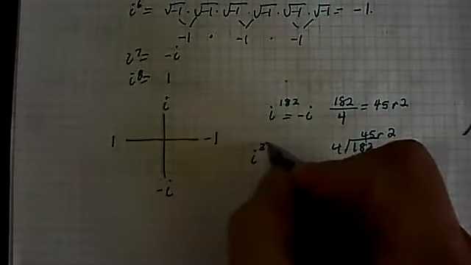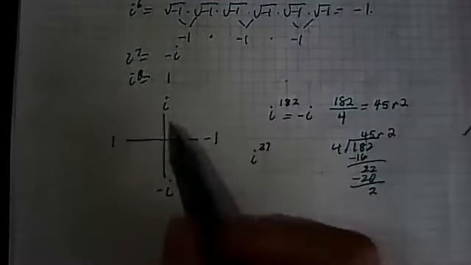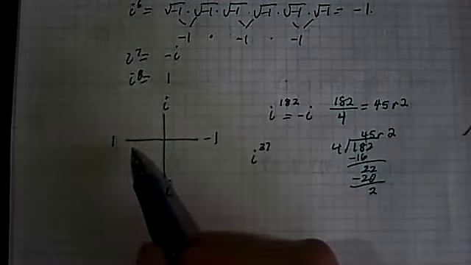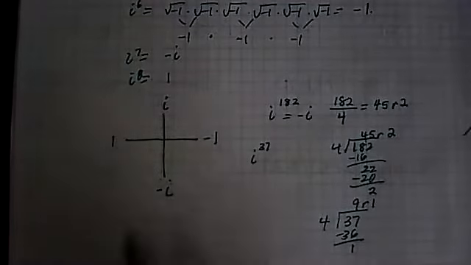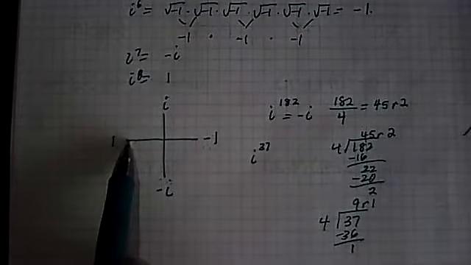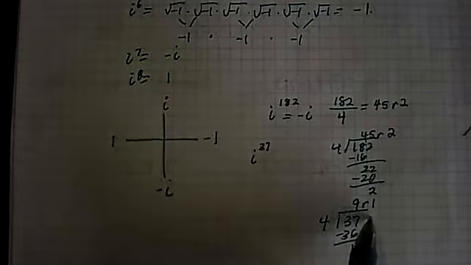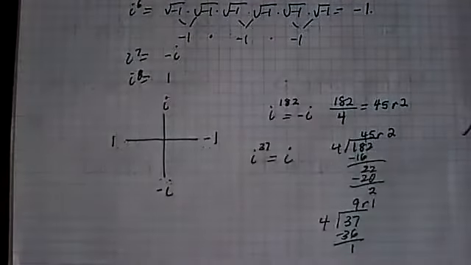So let's try another one. Let's say i to the 37th. We always divide by 4 because the pattern is 4. So we're going to take 37 and divide it by 4. Well, 4 goes into it 9 times, which is 36, with a remainder of 1. So we go 9 times all the way, 4 rotations. We end here. Remember, you always end here. And then we have 1 more because we have a remainder of 1. So we go 1 more. So it's i. That's what it would be simplified.